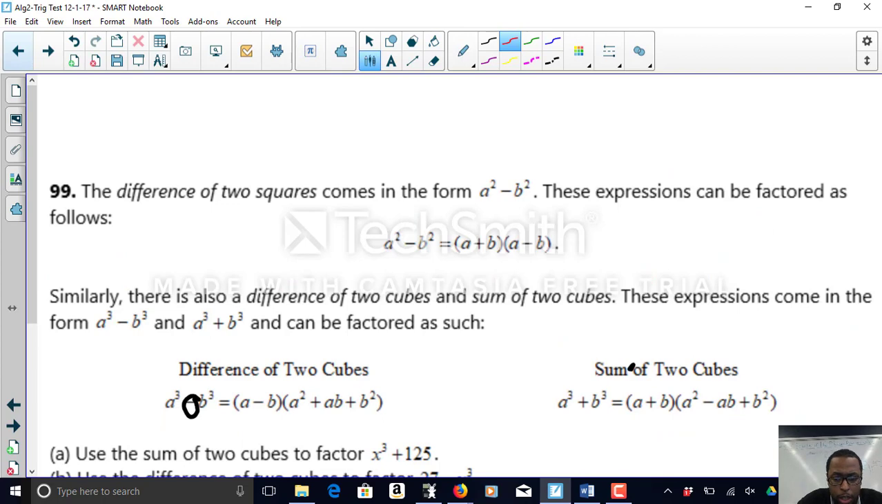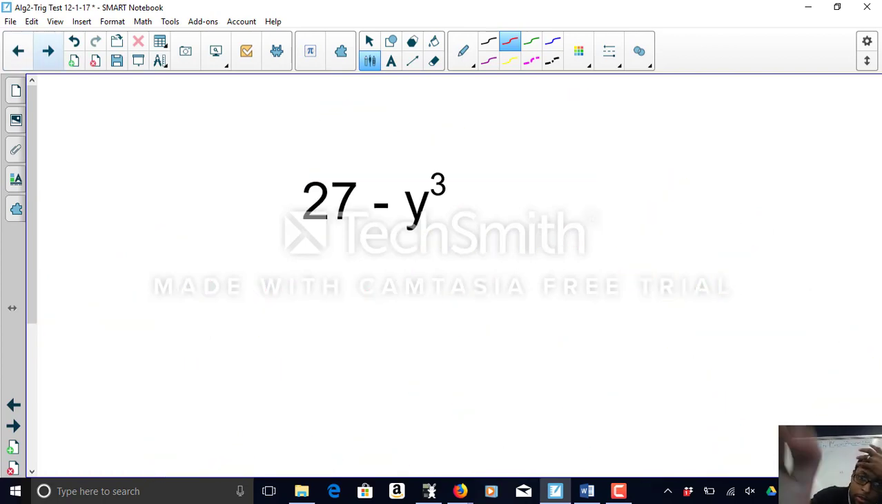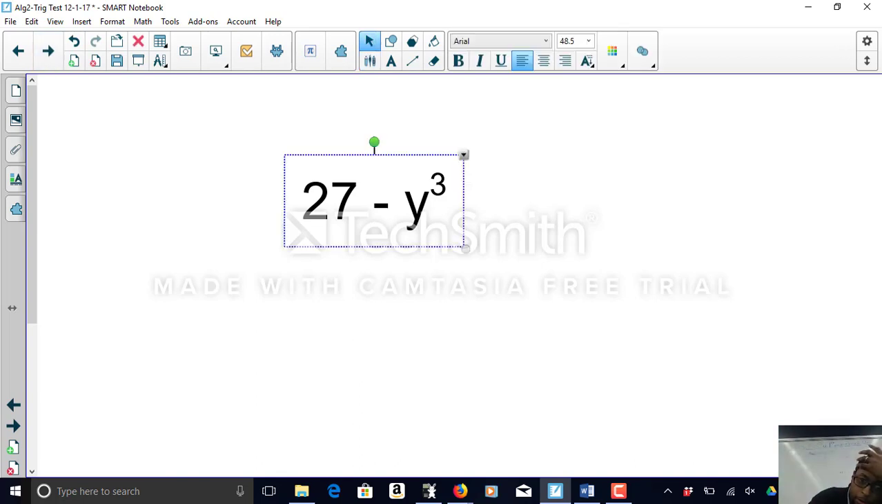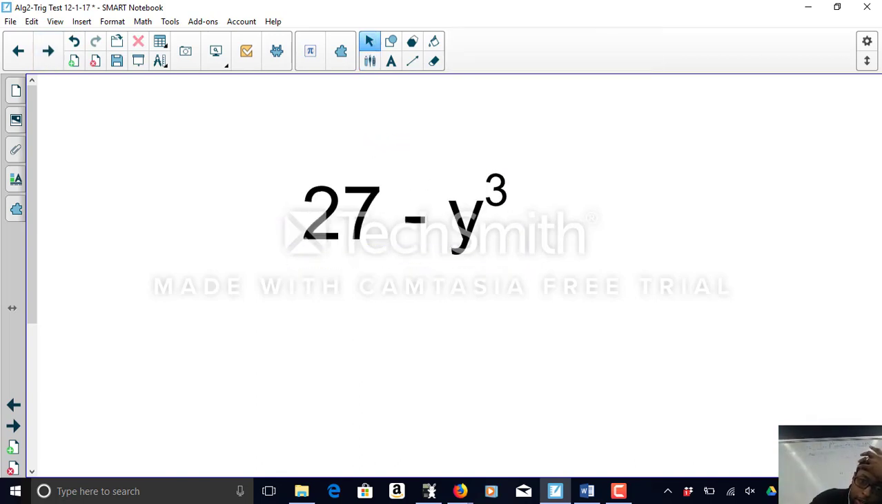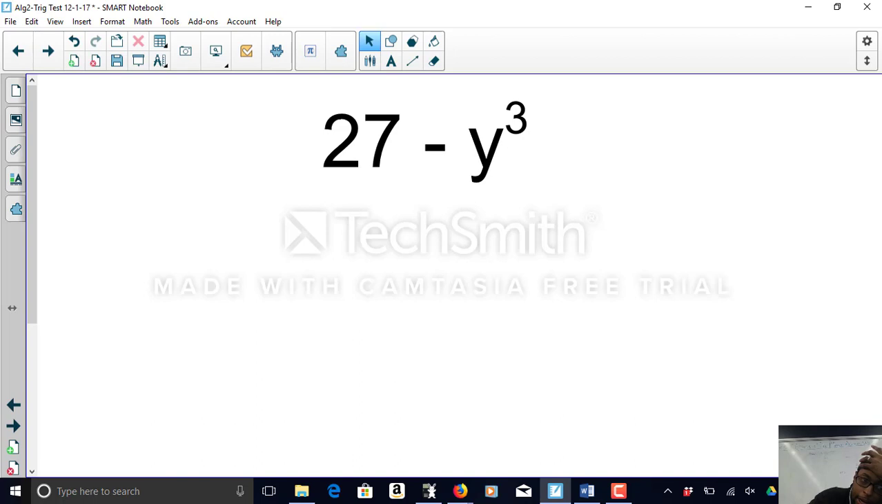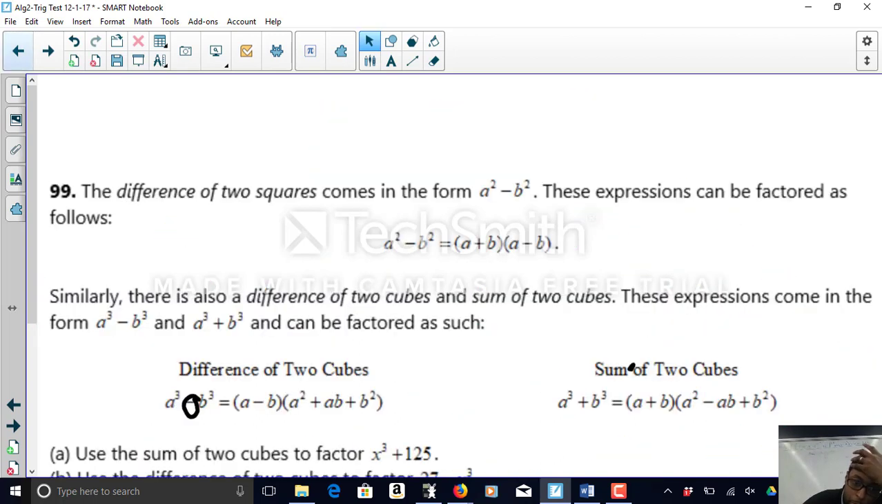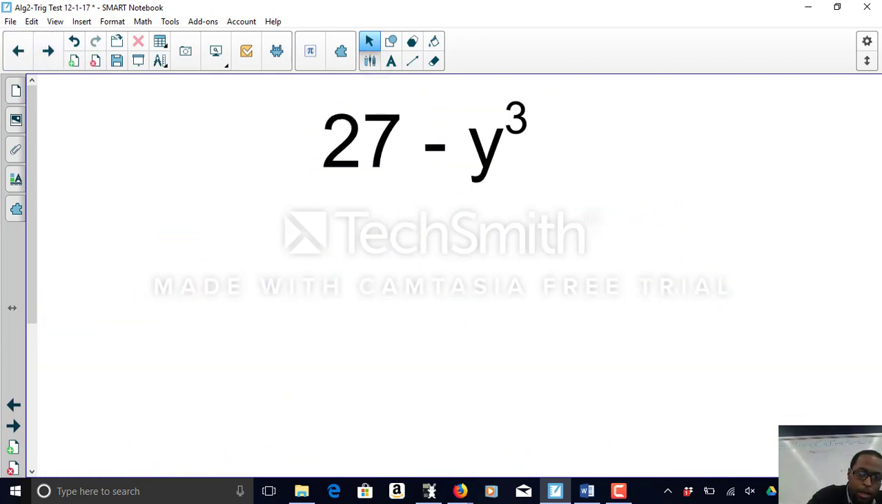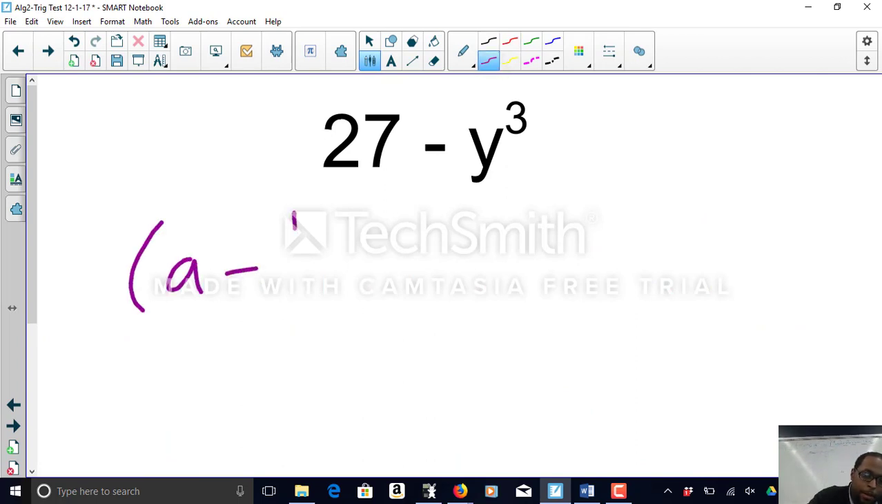Let's go to the next one. This one asks me for 27 minus y to the third. Because it's a minus sign, I know it's my difference. So I'm going to go back to my difference formula. Just to be clear, my difference formula says a minus b.